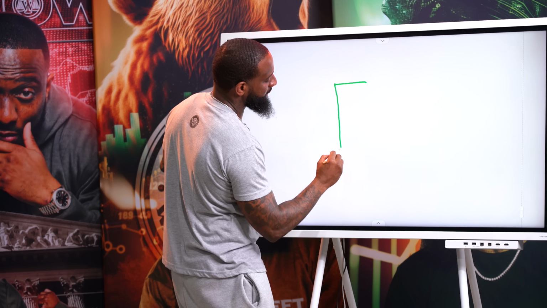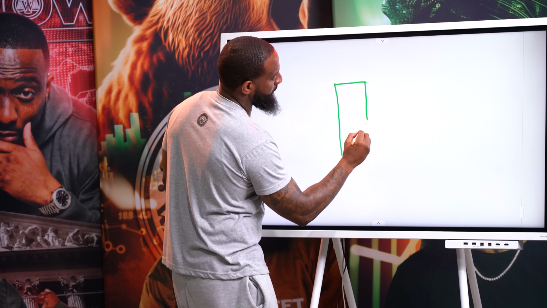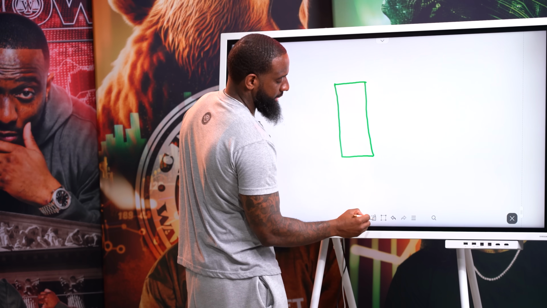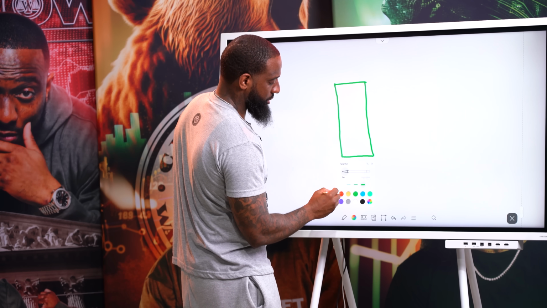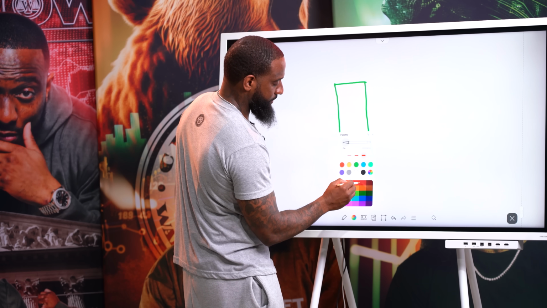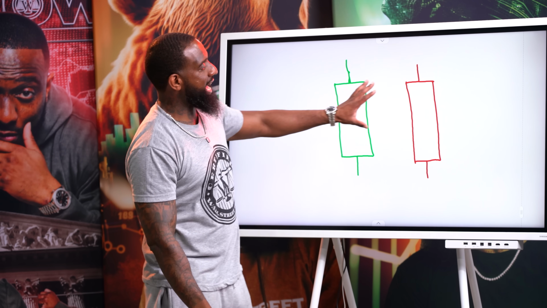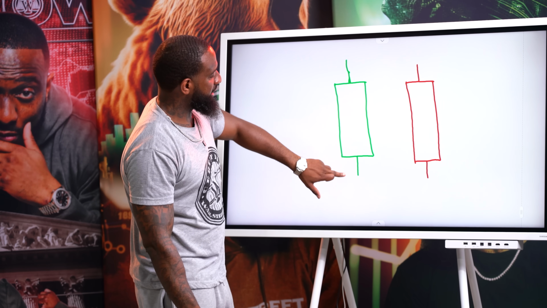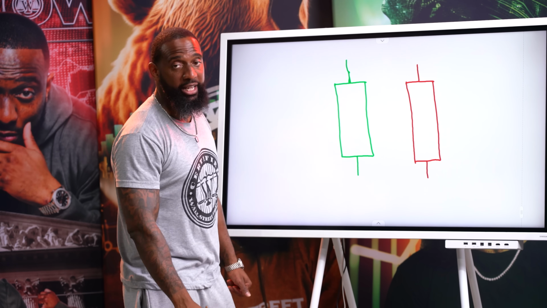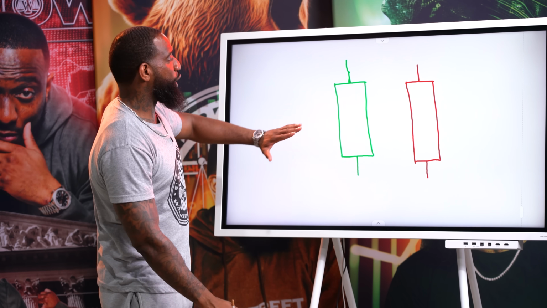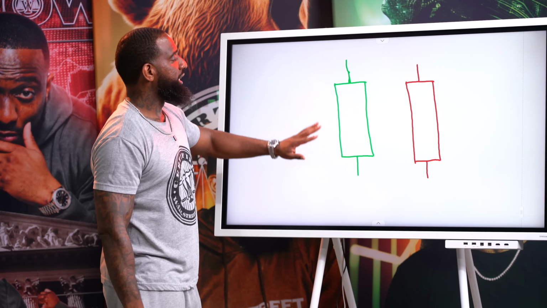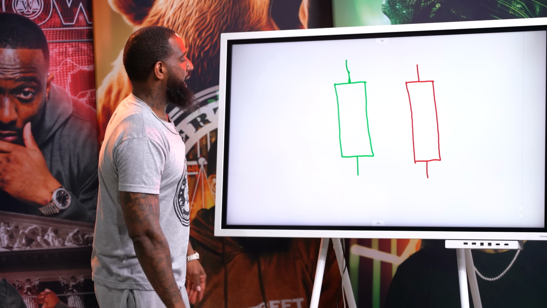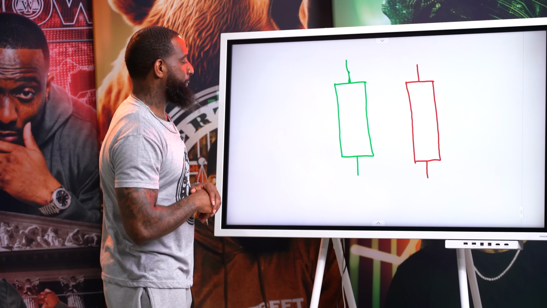You have red candles, we're gonna talk about that, and then you have green candles. All right, so here you have a candle. This represents the body, and this represents what's called a wick. Now this is gonna be important because you're gonna always see these on the chart. So this is a body, and this is a wick.